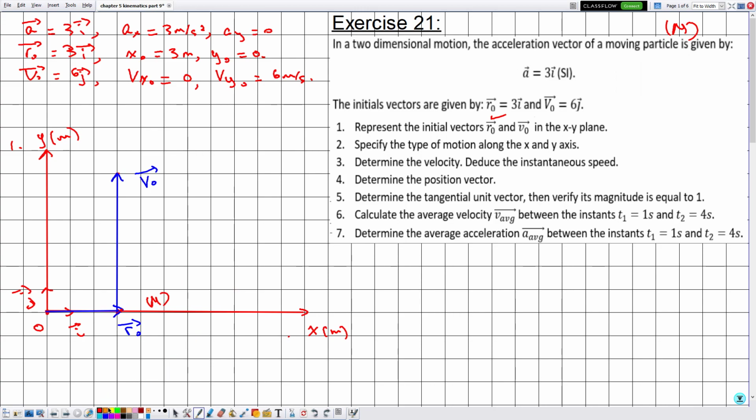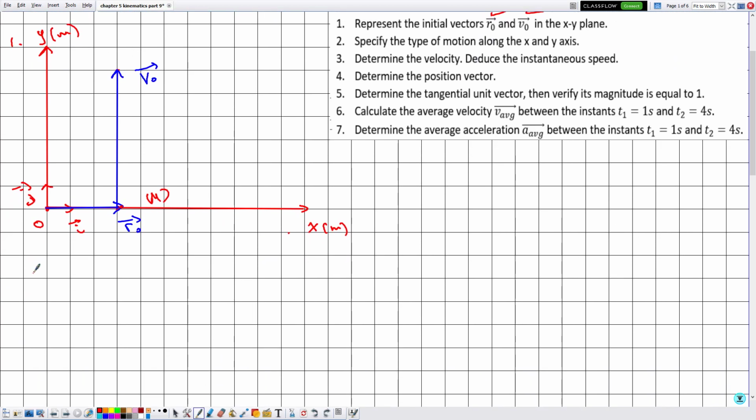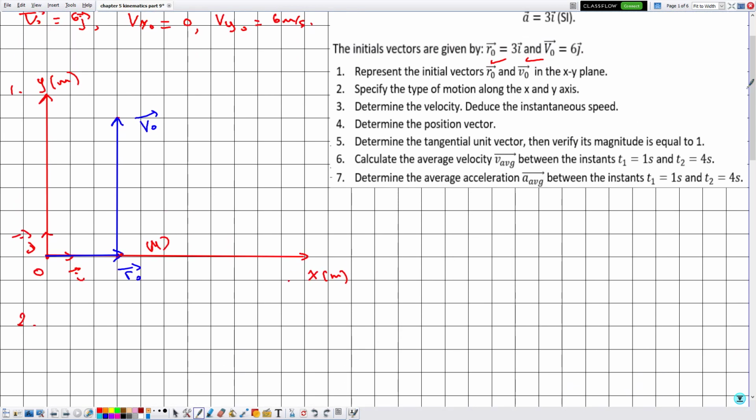As for number 2, they are telling me to specify the type of motion along the x-axis and the y-axis. So we are decomposing the motion in 2 dimensions into rectilinear motion along the x and along the y.